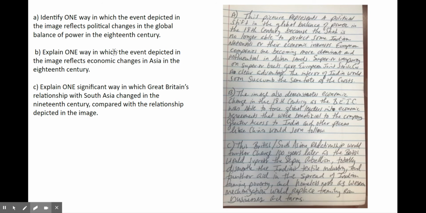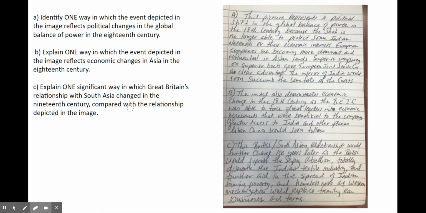Moving on. Explain one way in which the event depicted in the image reflects economic changes. Okay. The British East India, again, the image also demonstrates economic change in the 18th century as the British East India Company was able to force global leaders into economic agreements that were beneficial to the company. Greater access to India and other places like China would soon follow. So there you go.